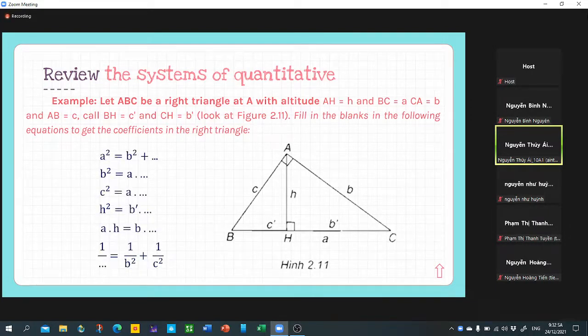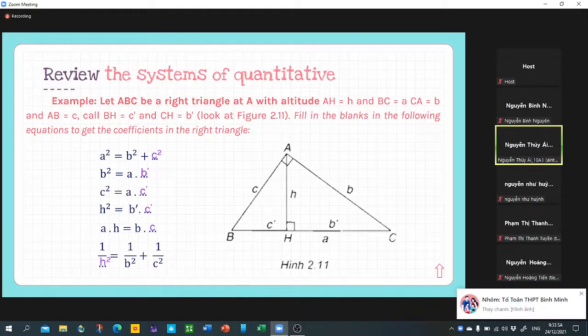We have a squared equals b squared plus c squared. b squared equals a multiplied by b'. c squared equals a multiplied by c'. h squared equals b' multiplied by c'. a multiplied by h equals b multiplied by c. And 1 on h squared equals 1 on b squared plus 1 on c squared.